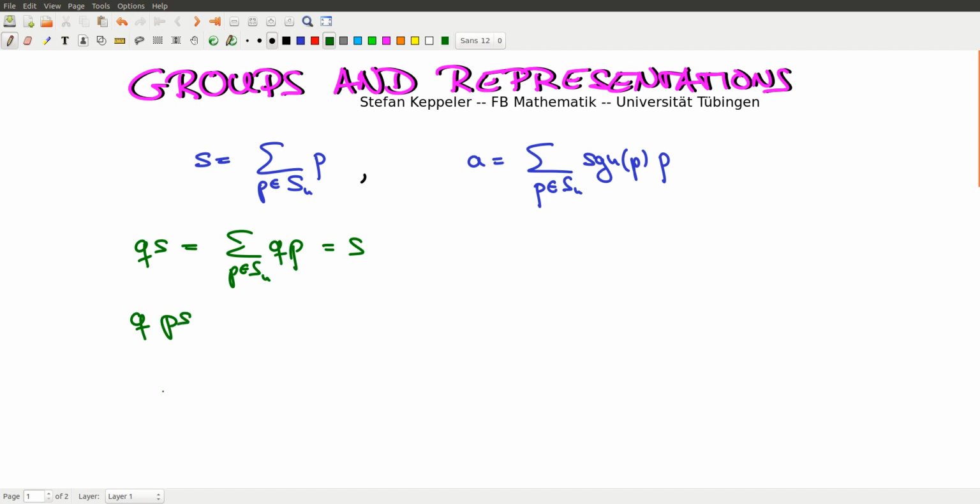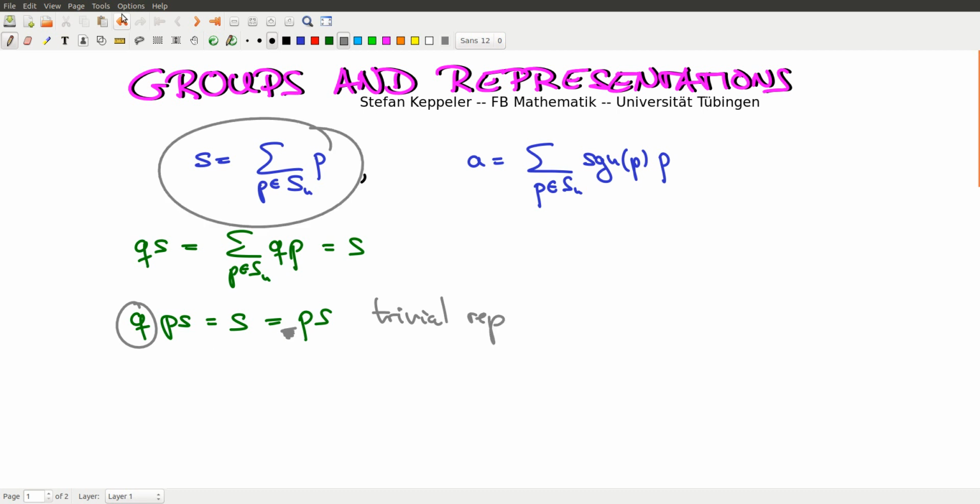Now let's apply some permutation Q to any element of the left ideal generated by S. What do the left ideals look like? That's some permutation P times S. So this is in the left ideal generated by S, and now we multiply with some group element Q. Okay, we know it doesn't matter what we multiply S with, we just get back S. But we can also write this as P times S, and now we see that the Q here is represented by this invisible 1 here, so it's really the trivial representation which we get in terms of this primitive idempotent here.